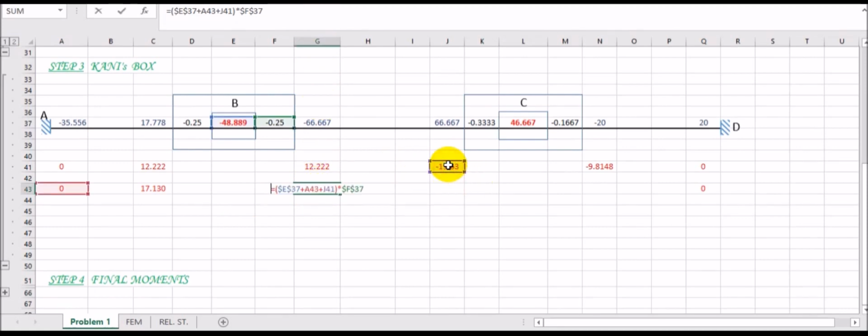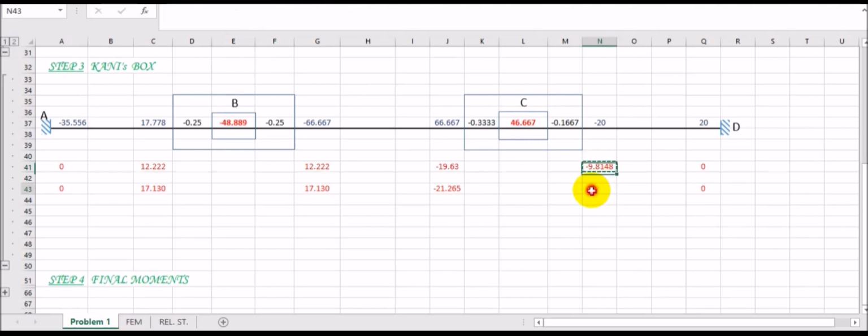Alright, we'll again check it. So this is basically 46.667 plus latest iteration value of left support for B, that is B, and latest iteration value of right support, that is 0, into 0.33 minus 0.333, that is rotation factor of CB. So we have completed our second iteration.